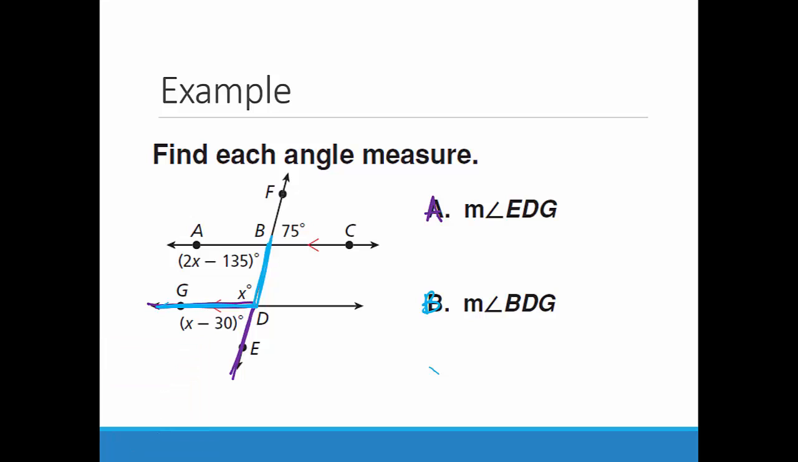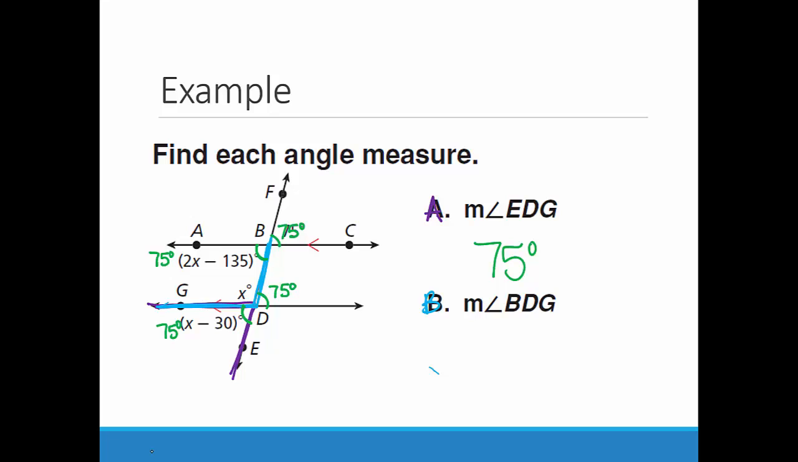So then I look at the information that they've given me. And I know that this right here is a 75-degree angle. So that means that this right here has to be a 75-degree angle. That's the vertical angle theorem. And then alternate interior angles tells me that this angle here has to be 75 degrees. And this angle here has to be 75 degrees. They're all the same. So right there, that answered one of my questions without doing any algebra. The purple one of EDG is 75 degrees.